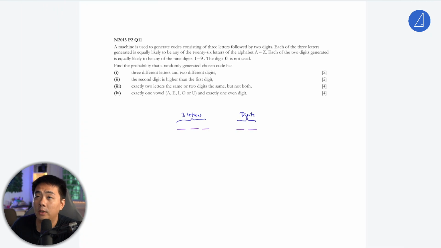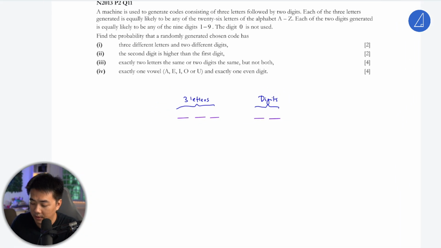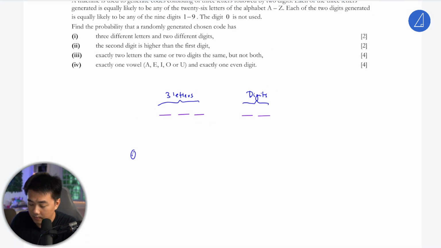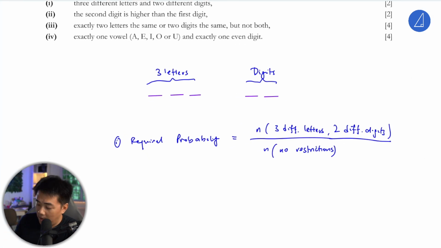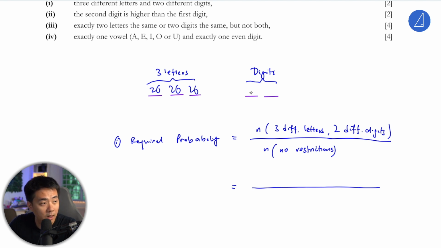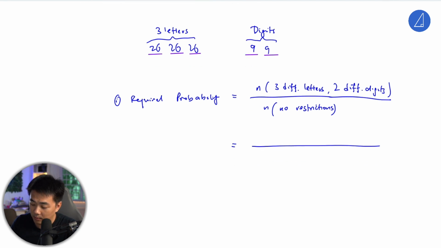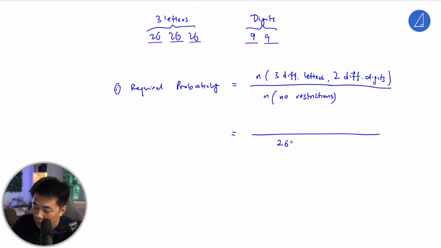Okay, so essentially what we need to do is, the required probability is basically we count the number of ways we can put 3 different letters in this case and 2 different digits, right? Over no restriction. No restriction means you can just repeat the letters. So we have 26 letters and 26 letters and 26 letters, right? Then the digits are like 9 and 9. So for the no restriction it is just 26 cubed times 9 squared. Okay, so that's that.